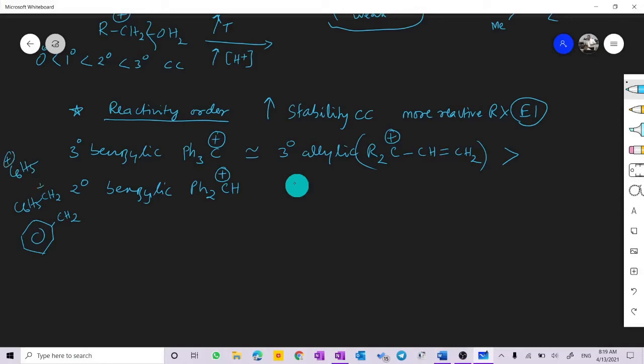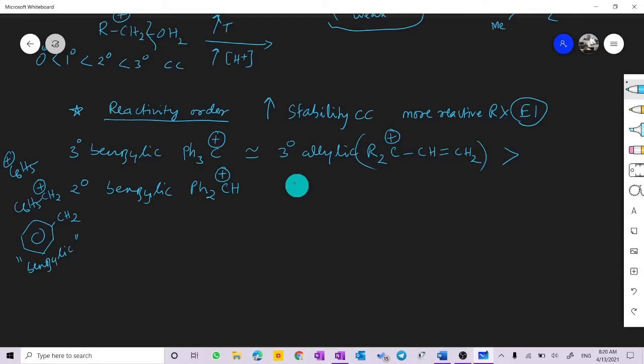Whereas this is a benzylic carbocation. The carbocation obtained from benzene is not benzylic, it is phenylic. The carbocation obtained from C6H5CH2 only is called benzylic. So this is benzylic. Many students get confused between these two, so please make a note of this and remember that. But once you practice, you will know it and remember it.